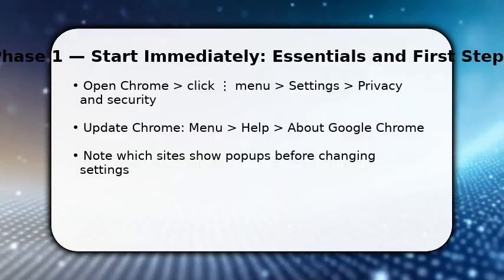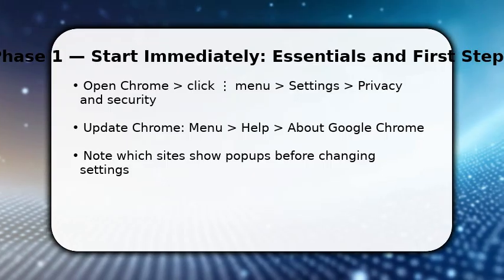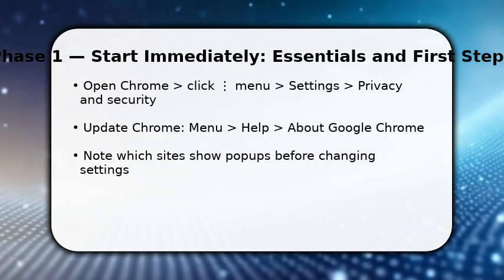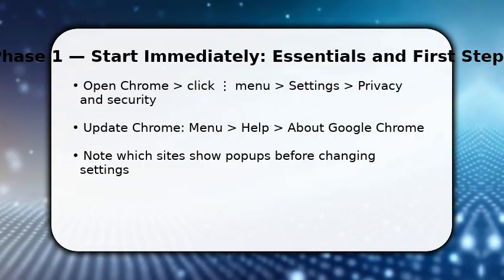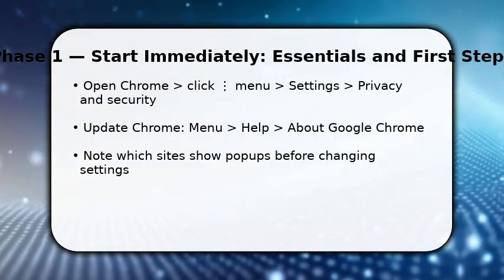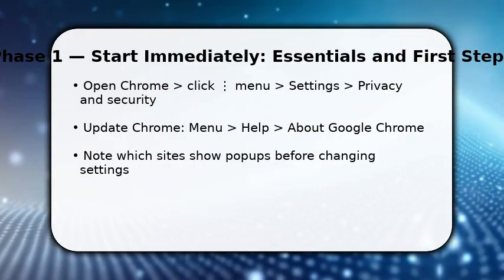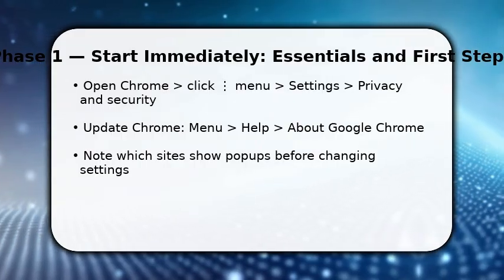Enjoy the video. You begin by opening Chrome and going straight to Settings. This is where controls live. Once in Privacy and Security, disable overly permissive options and review site settings. Make sure Chrome is up to date. Updates fix pop-up bugs and security holes.